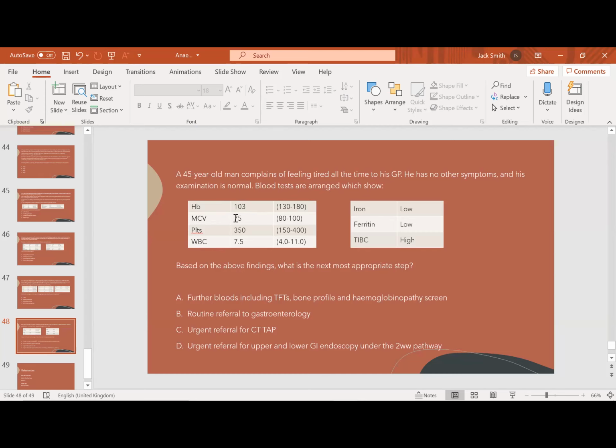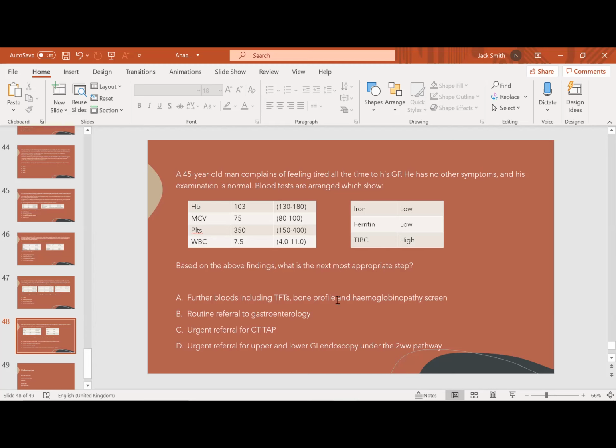You can see from his MCV that it suggests that it may be iron deficiency, and when we look at the ferritin, that's low as well. So we've confirmed an iron deficiency anemia with an HB of less than 110. So that defaults to an upper and lower GI endoscopy under the 2-week wait pathway. If his HB was 123, then it might be appropriate to do further bloods, including TFTs or bone profile or hemoglobinopathy screen. It might be appropriate to investigate him for celiac disease if he started having GI symptoms.